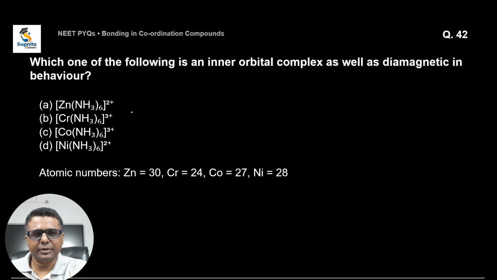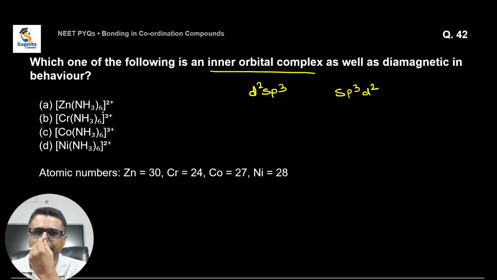Now do this one. Again, I'll say you to do it yourself because we have already done. What are inner orbital complex? Wherever you can see d2sp3 will be inner orbital and sp3d2 will be outer orbital. Again, you have to be agile in doing this. The answer will be C, that I am saying you. Pause the video and solve this.